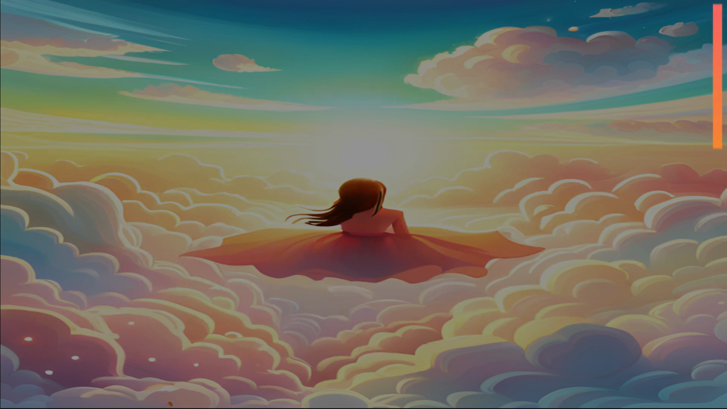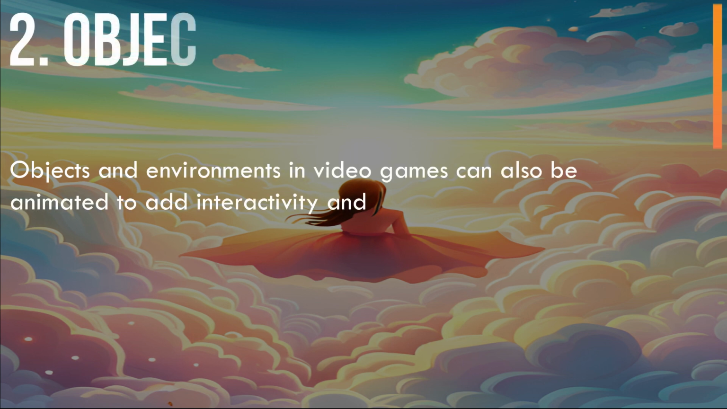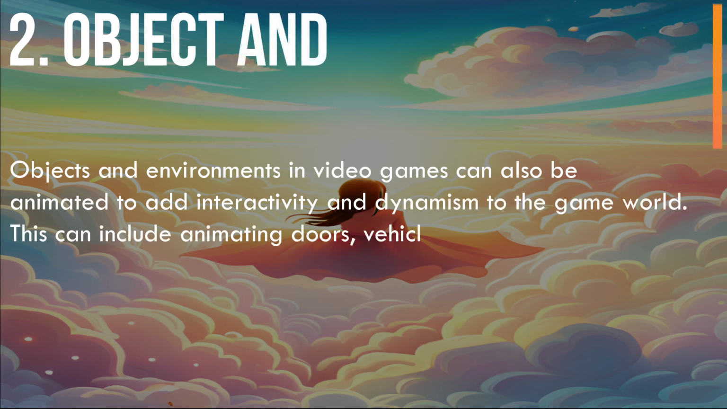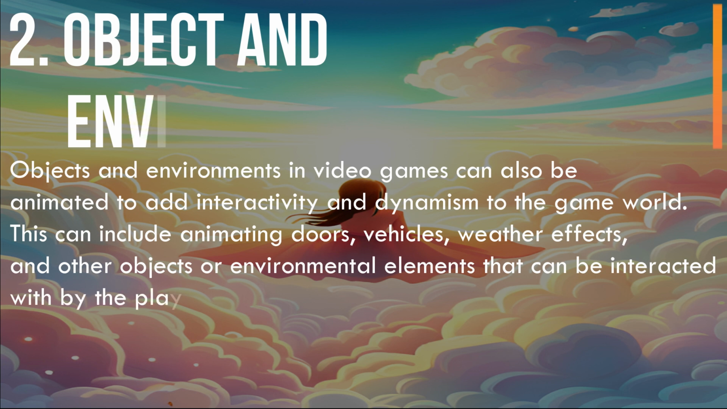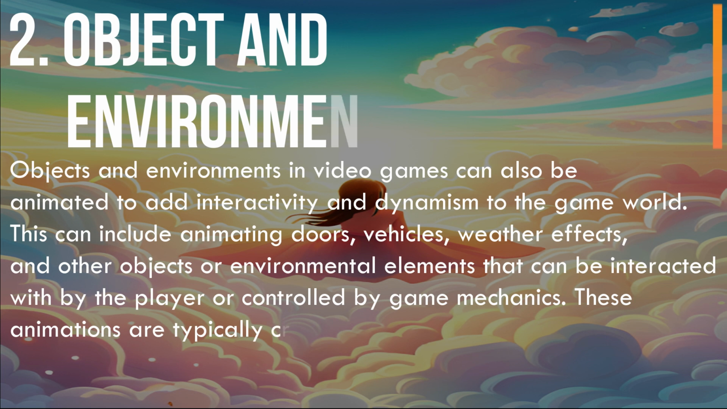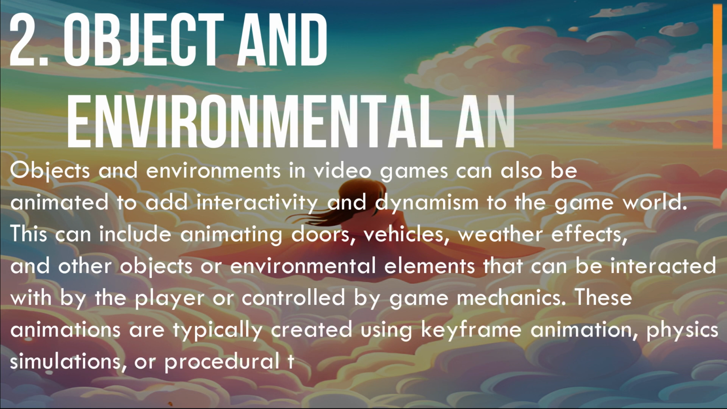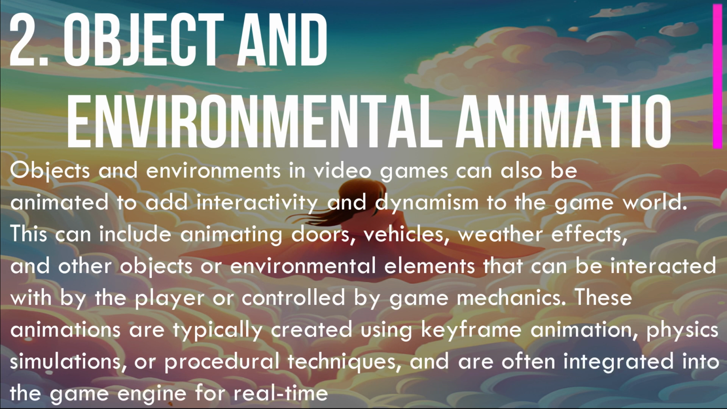2. Object and environmental animation. Objects and environments in video games can also be animated to add interactivity and dynamism to the game world. This can include animating doors, vehicles, weather effects, and other objects or environmental elements that can be interacted with by the player or controlled by game mechanics. These animations are typically created using keyframe animation, physics simulations, or procedural techniques, and are often integrated into the game engine for real-time rendering.